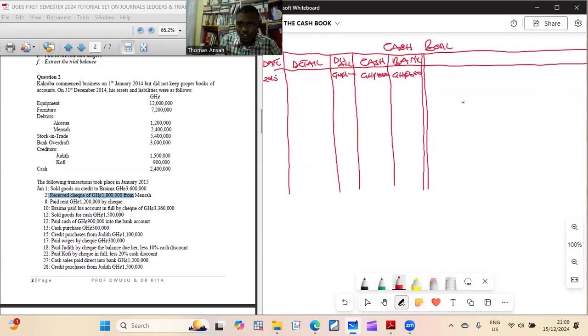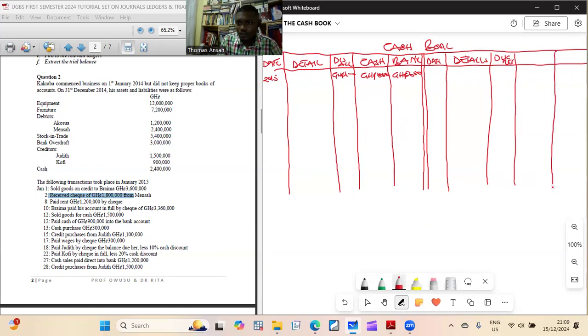So we draw for this side too, where you have dates. You have your detail. You have your discount received. Then you have cash and bank. So that is that. So you see, I've ignored the folio, right? So you can do same. So CD sign.